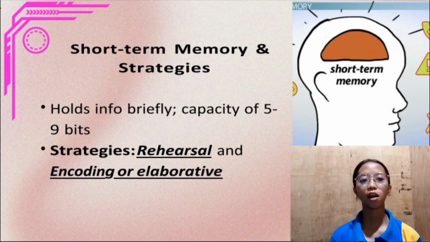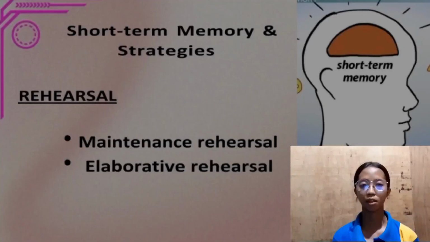Short-term memory holds information briefly, with a capacity of 5 to 9 bits. Meaning, it is like a small desk where you can only hold a few items at once. It keeps information active for a short period, and if you don't do anything with it, it disappears. The capacity is limited to about 5 to 9 bits of information, which is why you can only remember phone numbers for a few seconds if you don't repeat them.